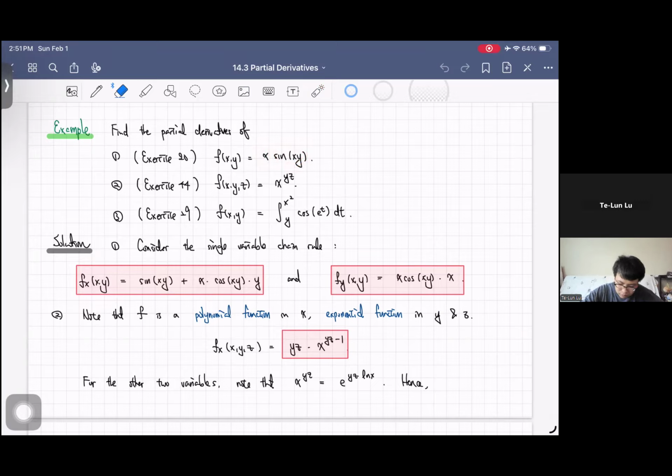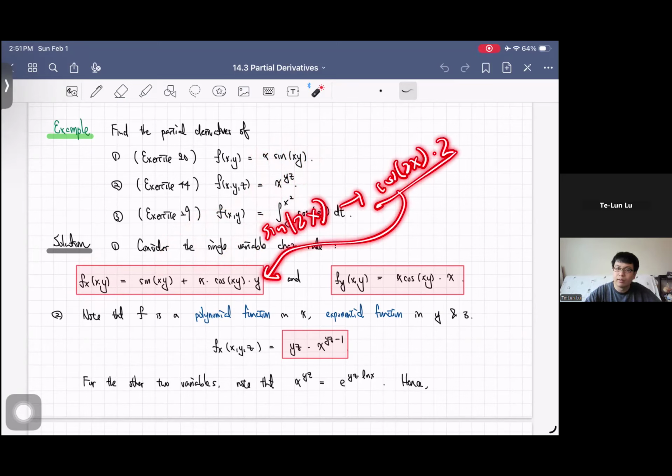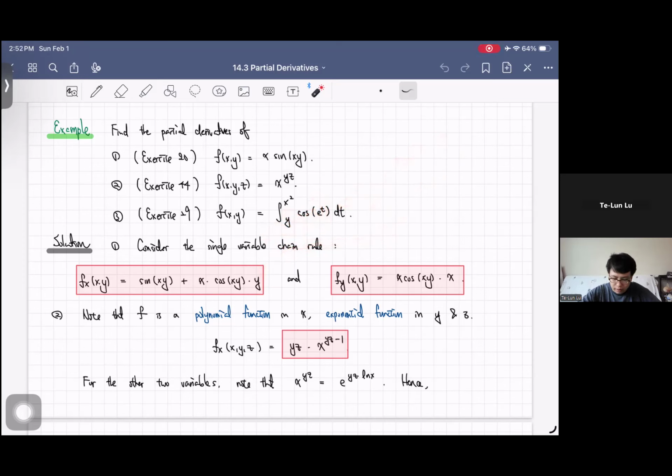You have x being differentiated by x. That's 1. So 1 times sine xy. That's the first term here. And you keep the first term and differentiate the second term, where by the chain rule, you get cosine xy first, and the differentiation of xy is just y, right? So just regard this as sine of 2x. Sine of 2x gives you cosine 2x times 2, right? The 2 is just y here. And for the y differentiation, the derivative of x with respect to y is just 0. It is a constant, right? So we differentiate this guy, which is cosine xy times x.